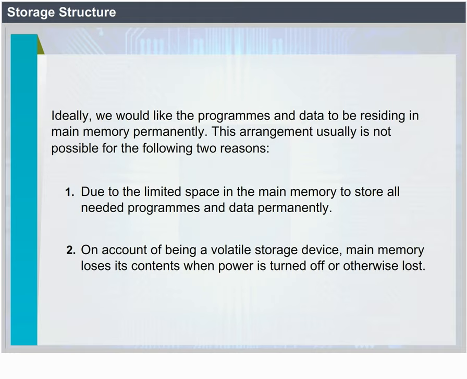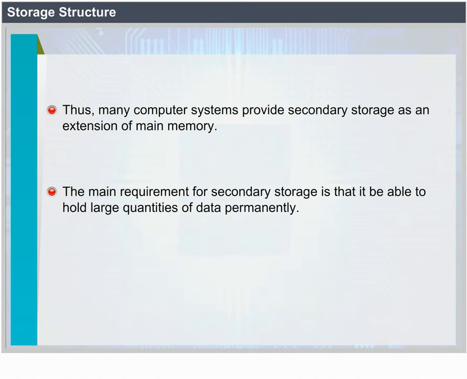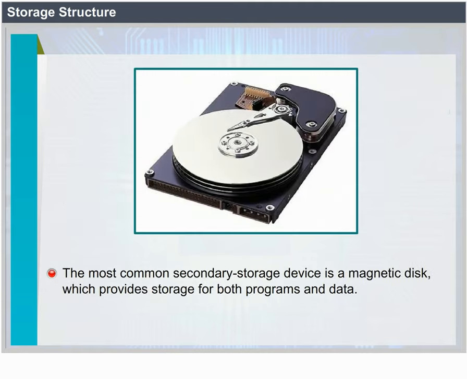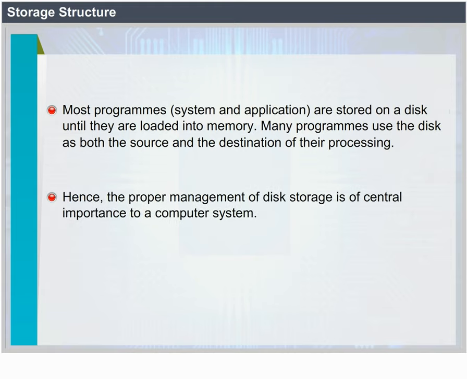Thus, most computer systems provide secondary storage as an extension of main memory. The main requirement for secondary storage is that it be able to hold large quantities of data permanently. The most common secondary storage device is a magnetic disk, which provides storage for both programs and data. Most programs, systems, and applications are stored on a disk until they are loaded into memory. Many programs then use the disk as both the source and the destination of their processing. Hence, the proper management of disk storage is of central importance to a computer system.